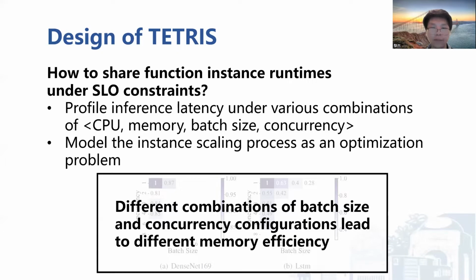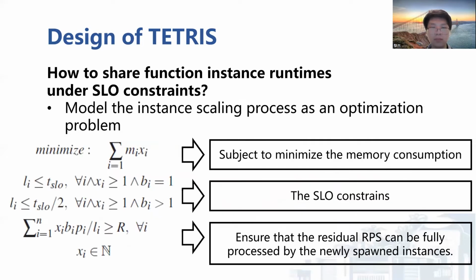Specifically, for each function, we profile its latency under various configurations and then model the instance scaling process as an optimization problem. The scaling engine monitors the real-time RPS and judges whether the existing instances are sufficient to serve these requests. If not, it dispatches parts of requests to existing instances and launches new instances to process the residual ones. The objective of the optimization problem is to minimize the memory consumption of the newly spawned instances, and the constraints ensure that the SLOs are guaranteed and the residual RPS can be fully processed by the newly spawned instances.